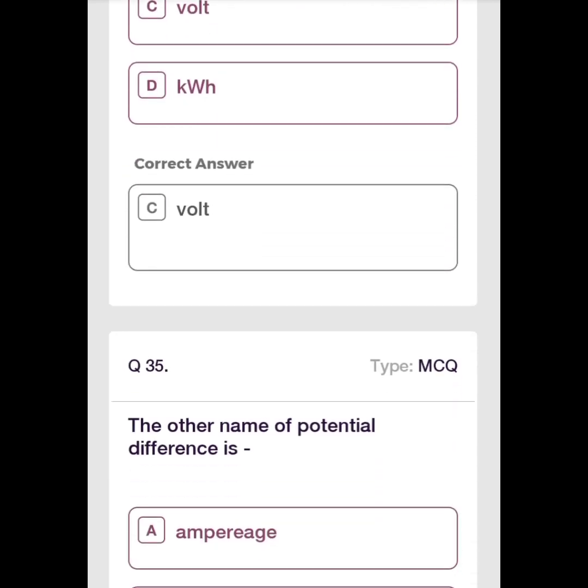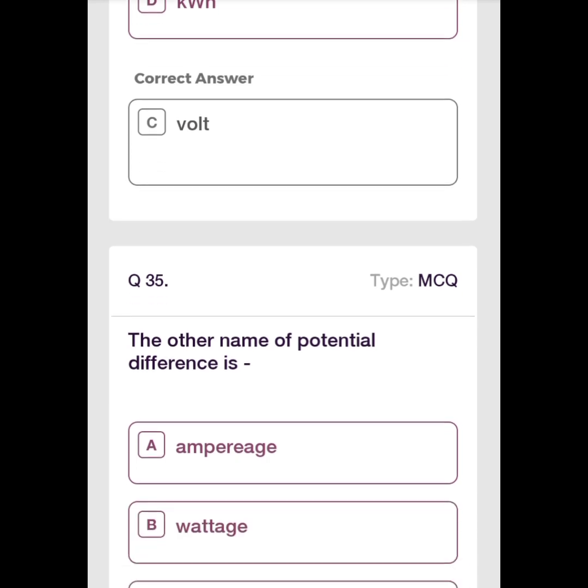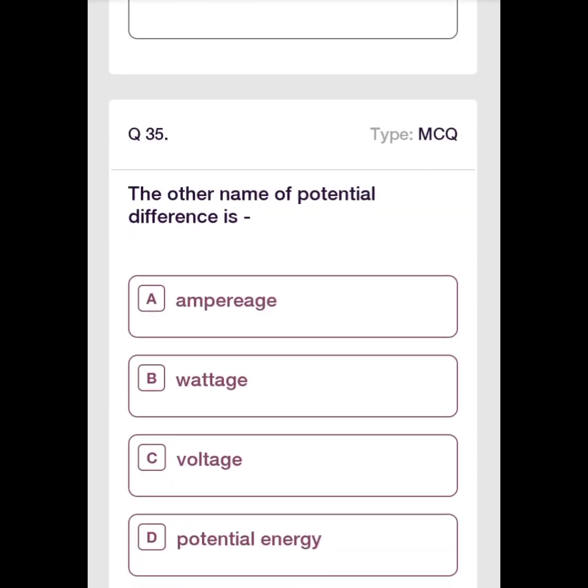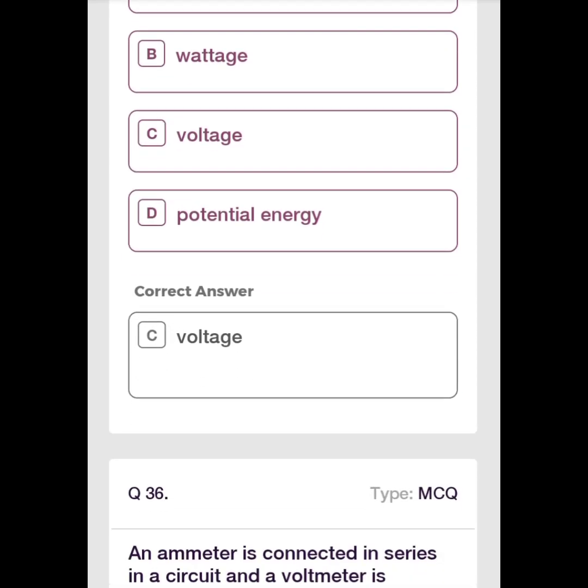The other name of potential difference is amperage, wattage, voltage, or potential energy. It is voltage. I already discussed previously that potential difference, electric potential, and voltage are similar terms. So they are other names, called by other names. The answer, option C, would be the correct answer.